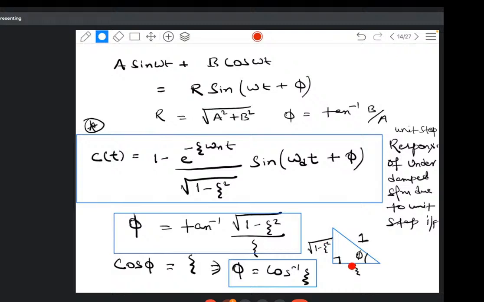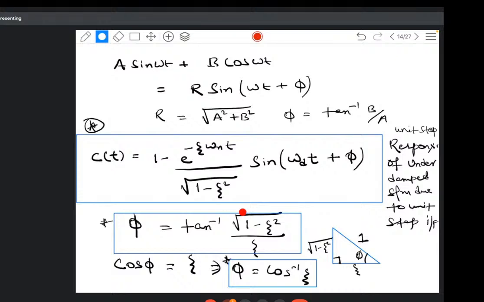You can also calculate cos phi. Cos phi will be base by hypotenuse, so zeta by 1. So cos phi is equal to zeta, which means phi you can calculate as cos inverse zeta. So either you can use this formula to calculate the value of phi, or you can use this other formula. So remember this particular expression, remember how to calculate this phi, and that's it.